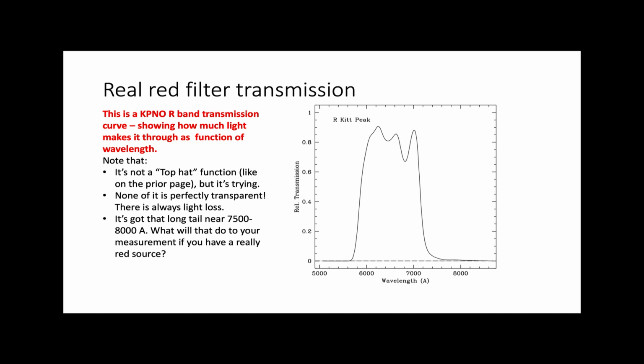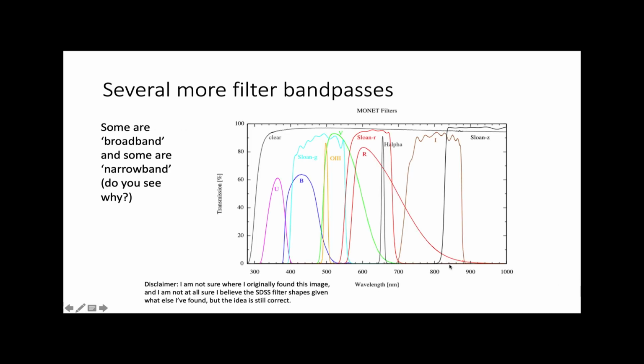So the simplest way to understand that is if I have an imaginary source that puts out a lot of energy at 8,000 angstroms, but not so much at 7,000, then that red leak, that red tail, is going to result in a measurement of brightness for that source that is brighter than you might expect because of that red leak. Here's a lot more example filter band passes.